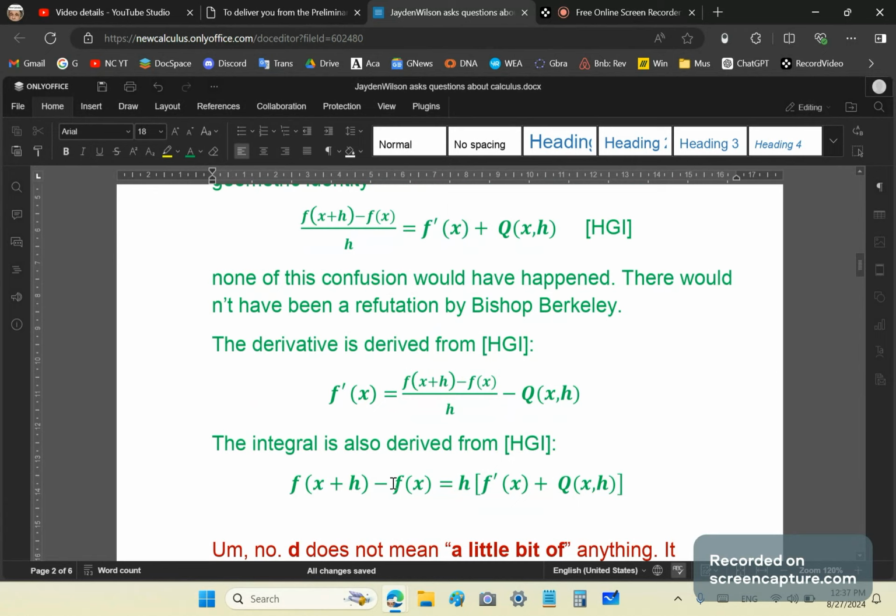And also the integral is derived from this historic geometric theorem or identity, and it's simply the left-hand side, f of x plus h minus f of x, which is equal to the product of the interval width and the arithmetic mean of the ordinates plus that slope difference. So that would be the correct way of doing it.